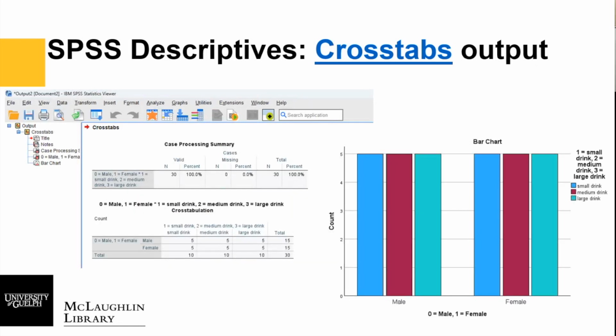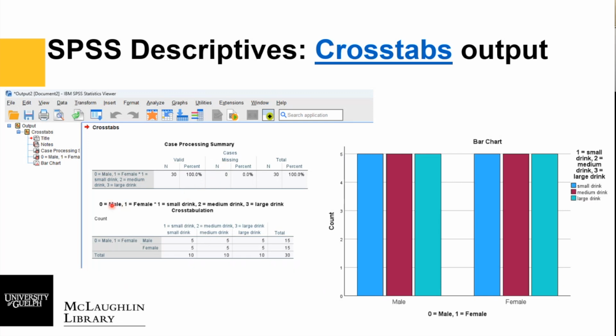So again, we've got our data window, we've got our output window. In SPSS, it'll spit out all of your analyses in the output window. So we've generated a crosstab. It gives you your case processing summary. So how many valid cases did you have? How many observations were in this analysis? How many missing data pieces were in this analysis?